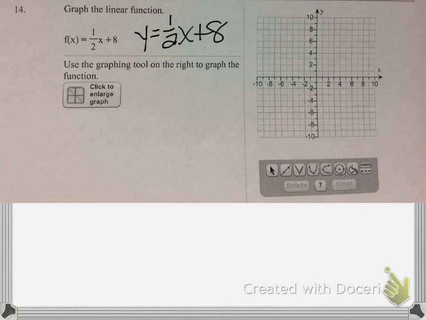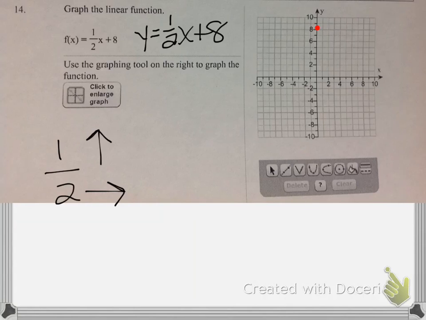The 8. So I'm going to go and put a dot on my 8. Try to put a dot on the 8. I think that's as close as I'm going to get. And then my slope of 1/2 tells me to go up 1 and right 2 from the point I've already graphed.